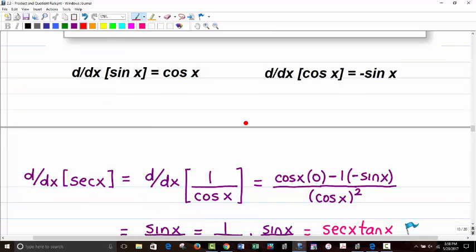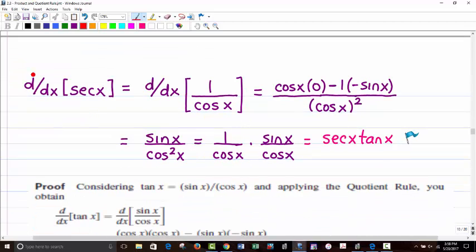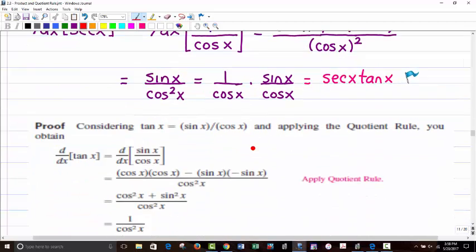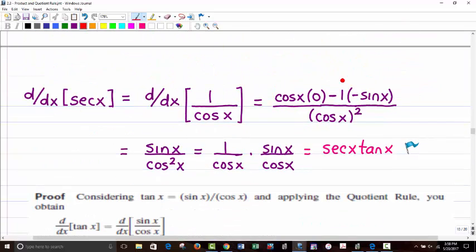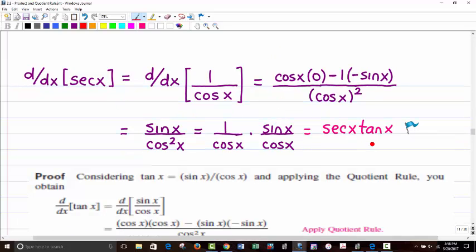So work on learning those. And I just did one of these. I copied the tangent one from the book. So I just did the secant one. Like I said, I'm not going to spend a lot of time on this, but if you want to ask me about it, that's fine. But I figured as long as you know it's secant tangent, then you don't have to even worry about doing this. But there's how you would do it if you forgot it and you wanted to do it via the quotient rule.